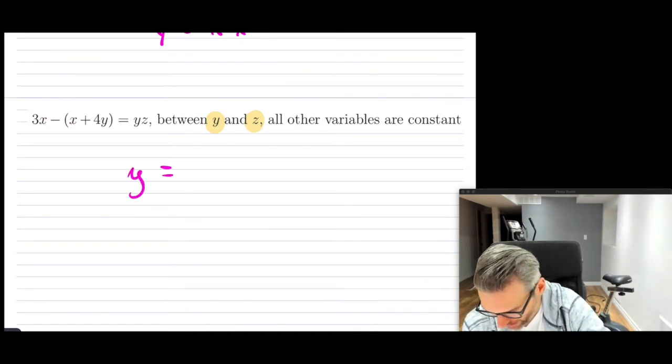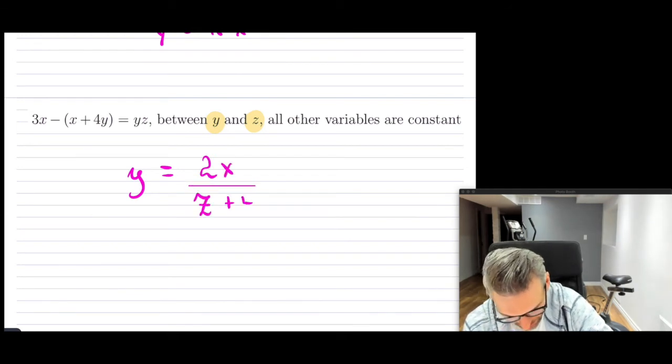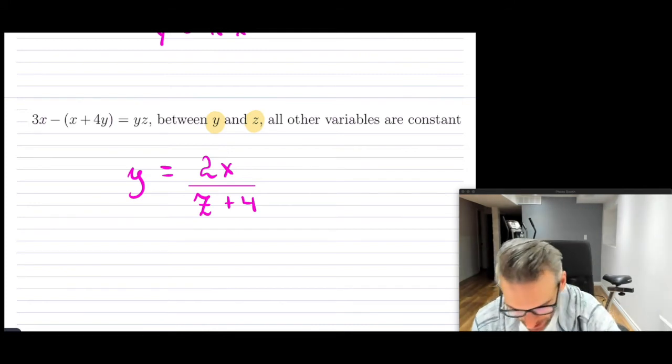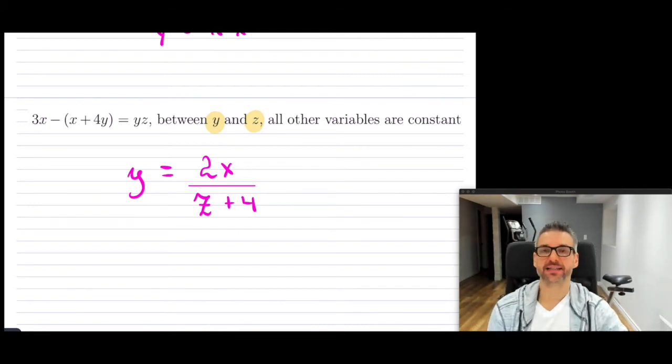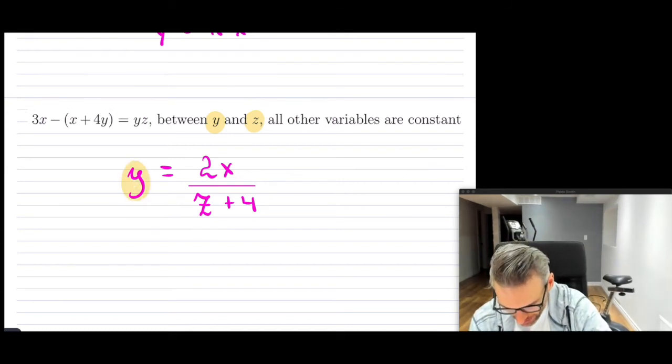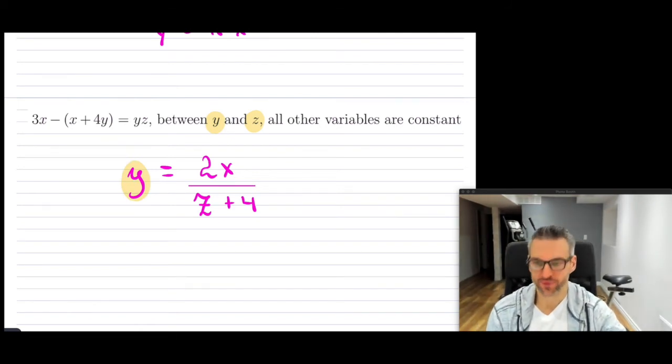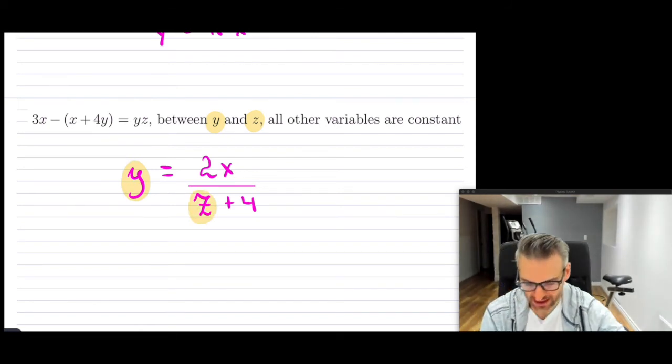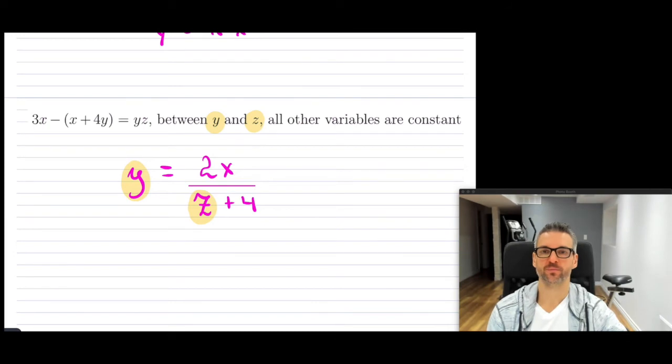once you solve for y. Y is equal to 2x all over z plus 4. Now, the x is like some number. It's constant, it's non-changing. And here in our relationship, notice the y and then the z. Now the z is in the denominator. So you might get tempted and say, this looks kind of like an inverse proportion.